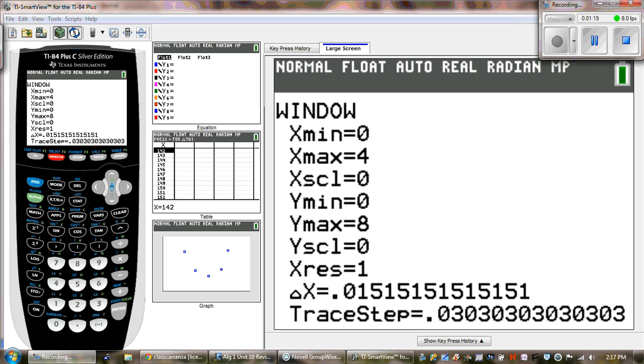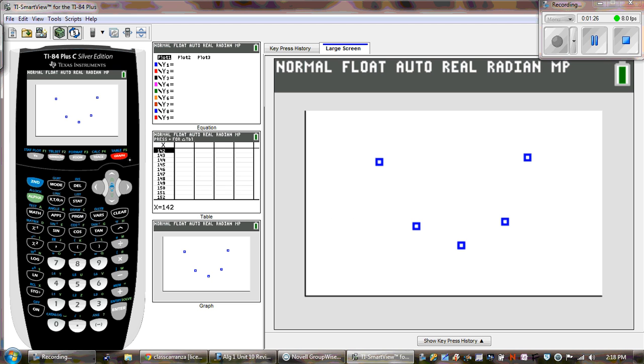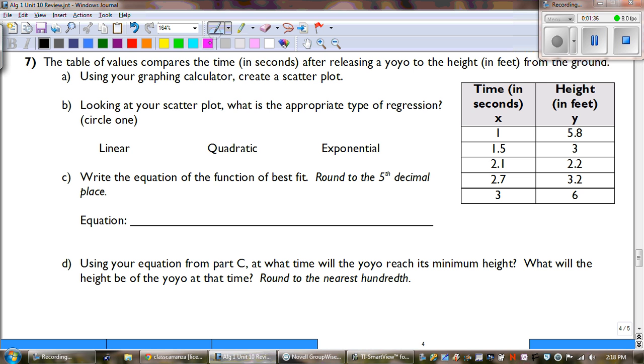Okay, so those are the numbers that I have set for my window. And then when you graph it, this is what you get. So is that linear, quadratic, or exponential? Yeah, that's quadratic.